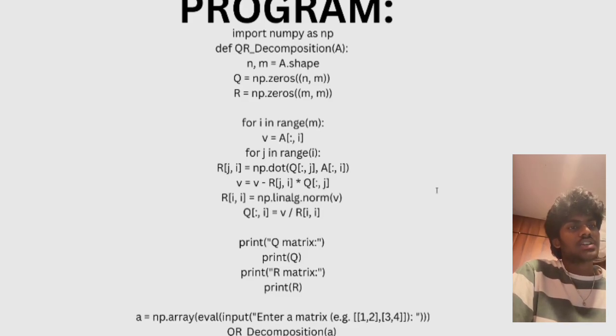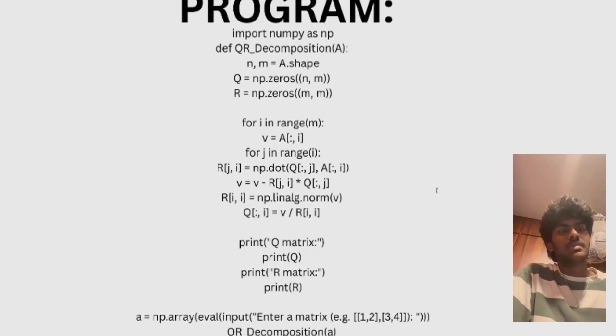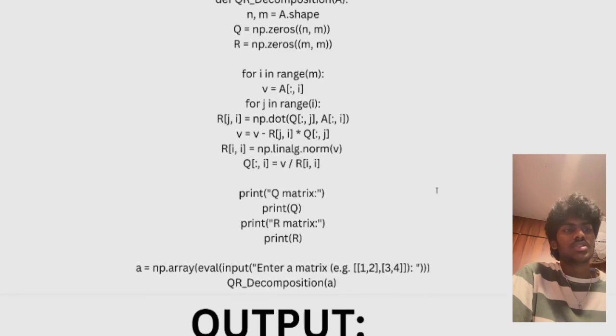User input and function calls. A = np.array(eval(input("Enter matrix"))). The program asks the user to input a matrix in Python list format. eval evaluates the string input as a Python list. np.array converts the list into a numpy array. The matrix is passed to the QR decomposition function.